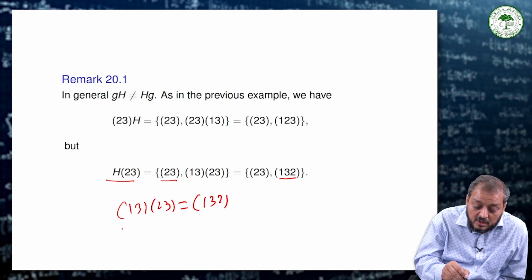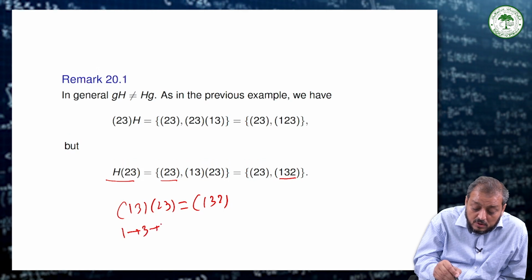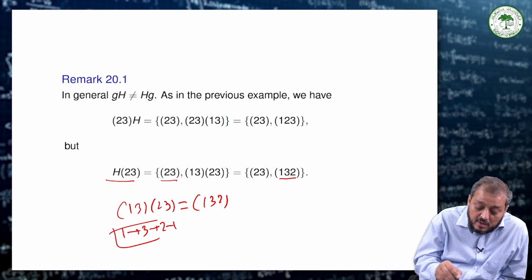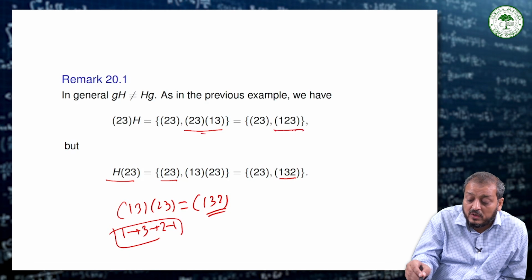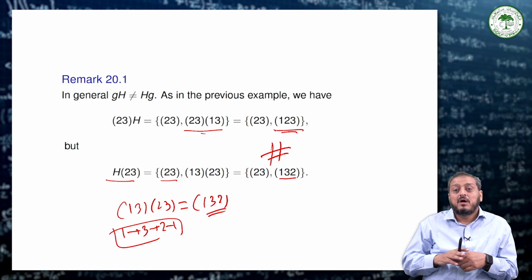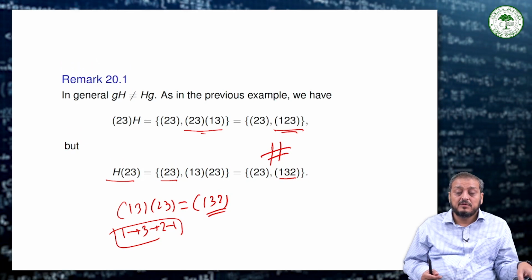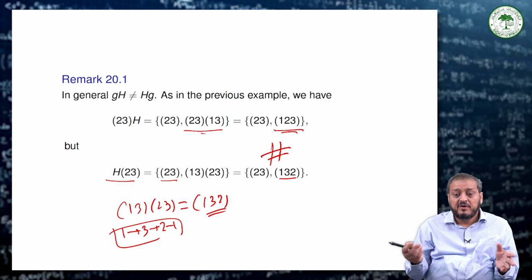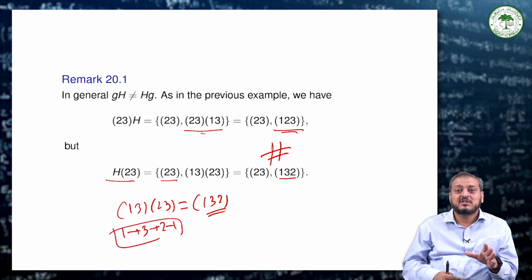1 goes to 1, 1 goes to 3, 3 goes to 2, and 2 goes to 2, 2 goes to 3, and 3 goes to 1. So clearly we have 1 2 3 in one case, but in the other it is different, and this is clearly not the same. So we have provided one example where the left cosets and the right cosets are different. So in this case we can say that in general left and right cosets are not the same.